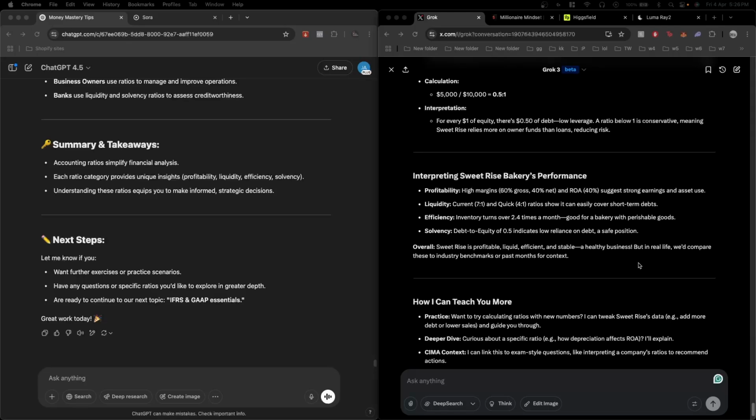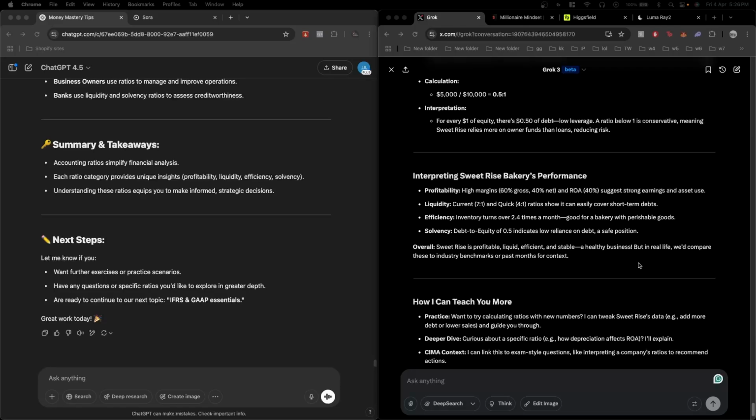Interpreting Sweet Rice Bakery's performance. Profitability: high margins, 60% gross, 40% net, and ROA of 40% suggest strong earnings and asset use. Liquidity: current ratio of 7 to 1 and quick ratio of 4 to 1. These ratios show it can easily cover short-term debts.